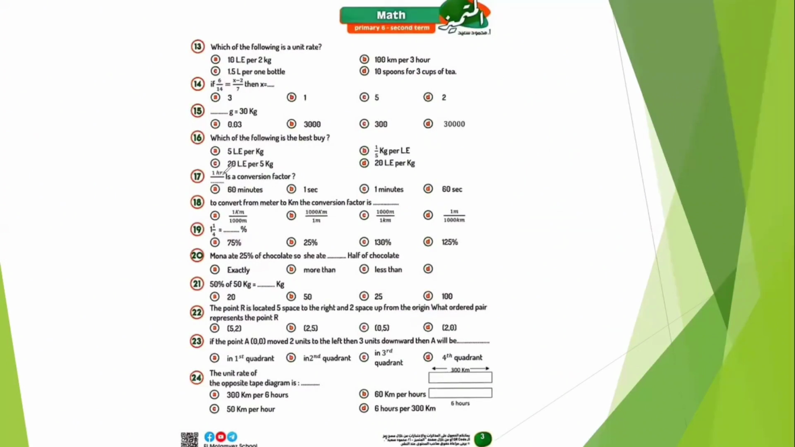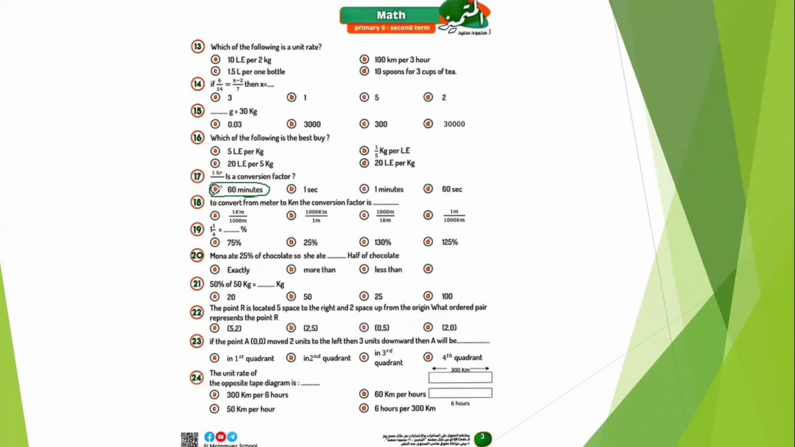17. 1 hour is what conversion factor? 1 hour equals 60 minutes? Yes. 1 hour equals 1 second? No. 1 hour equals 1 minute? No. 1 hour equals 60 seconds? No. So the correct answer is A.